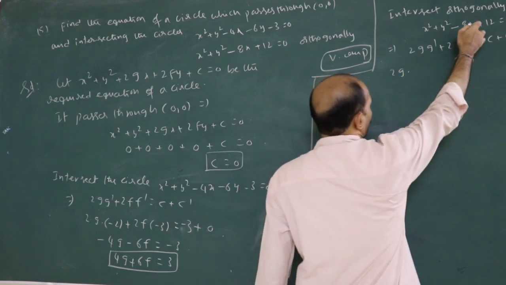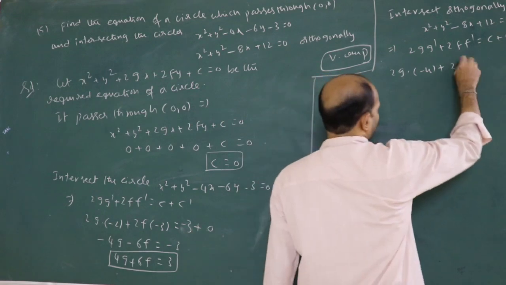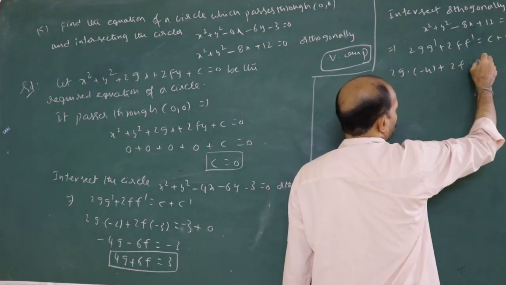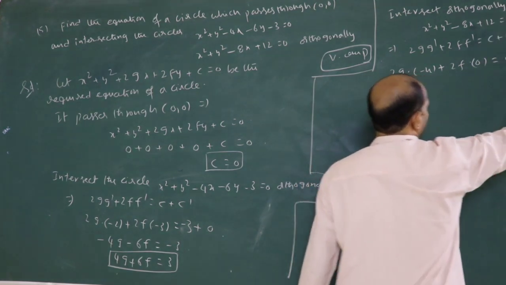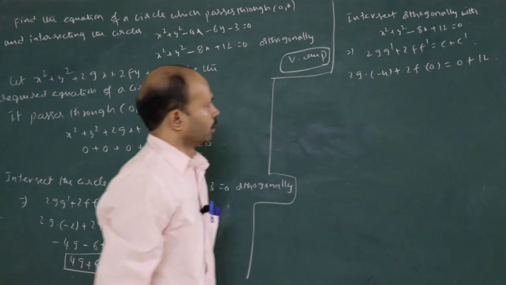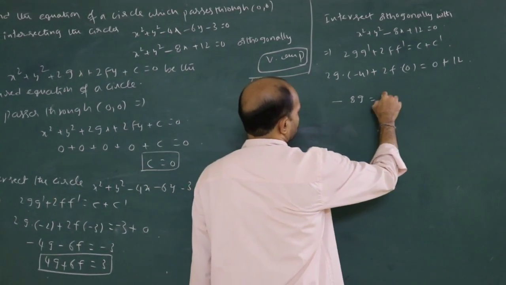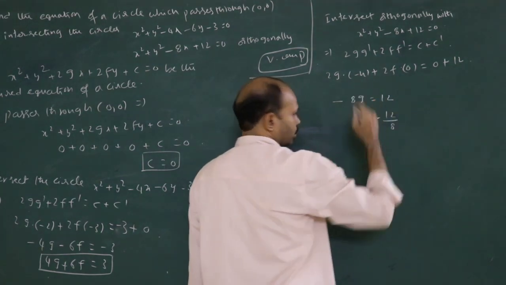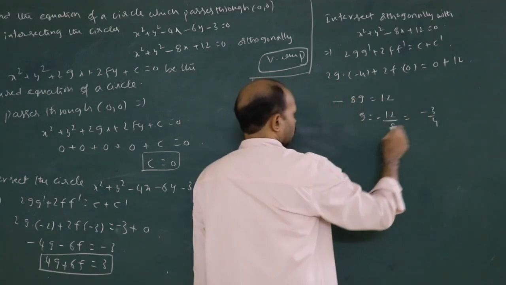2g into what is g dash? Minus 4. Plus 2f into what is f dash? There is no f dash. C value is 0 and c dash is 12. Now by simplification we have minus 8g is equal to 12. Then g is equal to minus 12 by 8, which is minus 3 by 4.